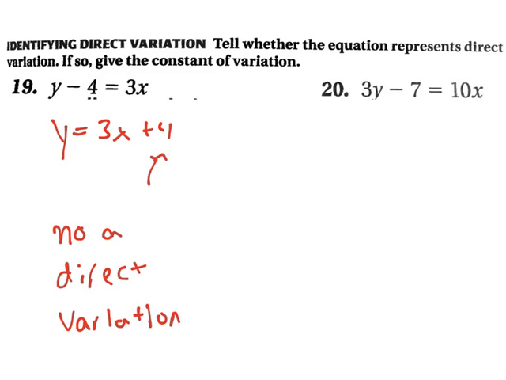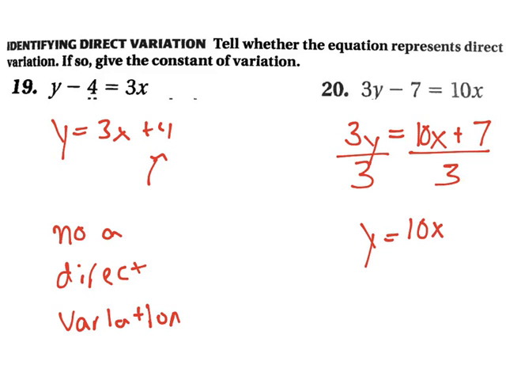I solved this one for y, and I ended up with 3y equals 10x plus 7, divided by 3. y equals 10/3 x plus 7/3. Has a y-intercept, therefore not a direct variation.